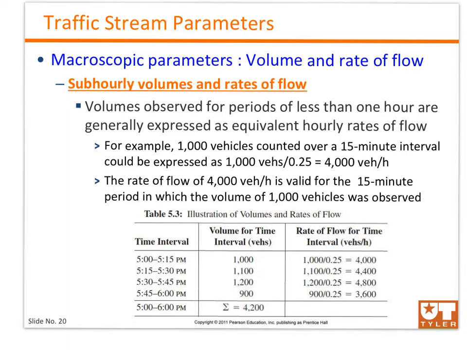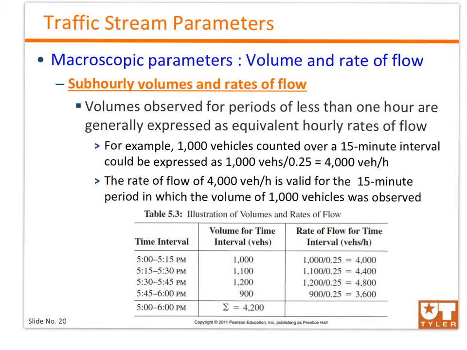So volumes, as I'm showing here in this table, this is an illustration of volumes and rate of flow within 1 hour. For example, there are 1000 vehicles counted over a 15-minute interval. This can be expressed as 1000 vehicles over 0.25, or times 4, and that would give me the expected volume, which is the flow rate, of about 4000 vehicles.